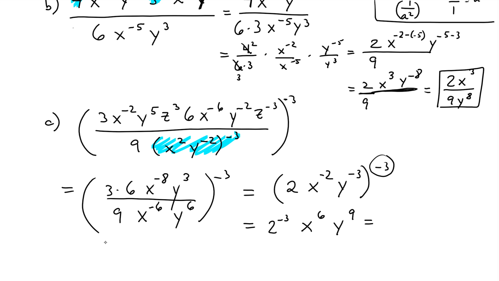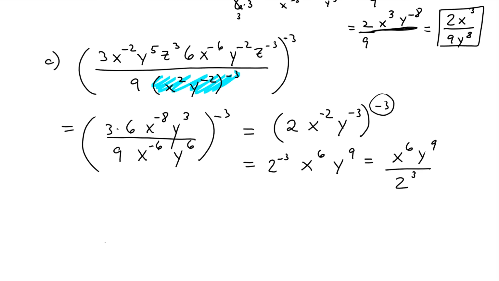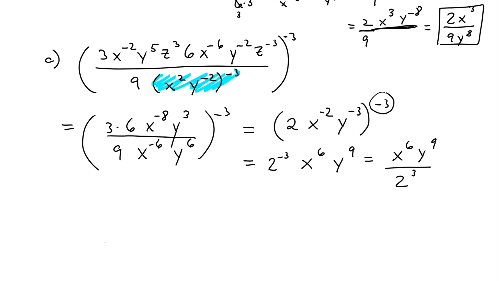The only thing I need to take care of is this 2 to the minus 3, which I can send the 2 to the 3 down. Or in other words, when you send your power of 2 down, you're changing the sign of the exponent, and we could keep it like that, or sometimes we prefer to write our constants without exponents. So x to the 6, y to the 9 over 8, and that's our final answer.